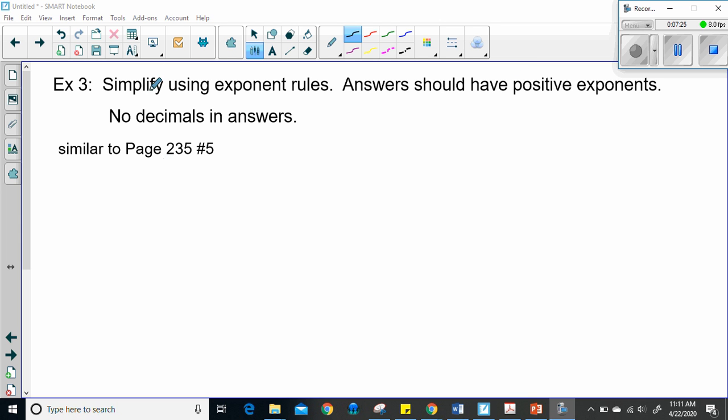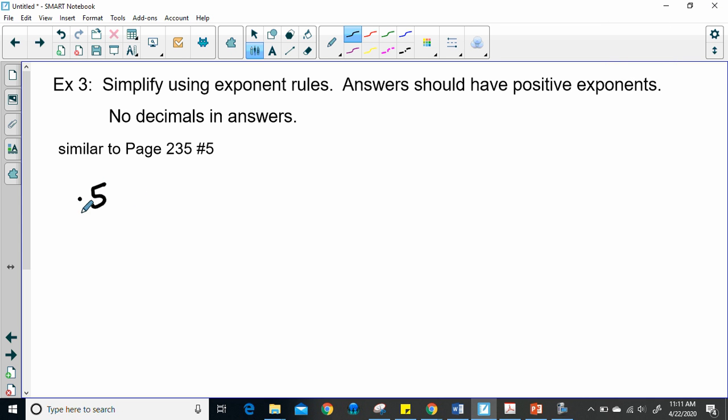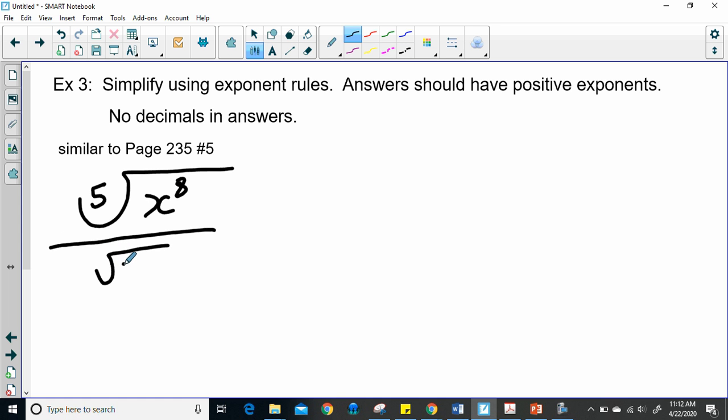Okay, let's try another example. This time it's going to be similar to number 5 on page 235. So that looks like the 5th root of x to the 8 over the square root of x to the 3, all to the exponent 3. Oh boy, we got a lot going on in here, don't we?